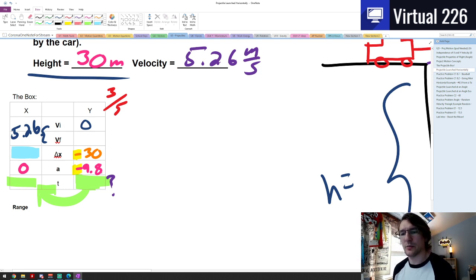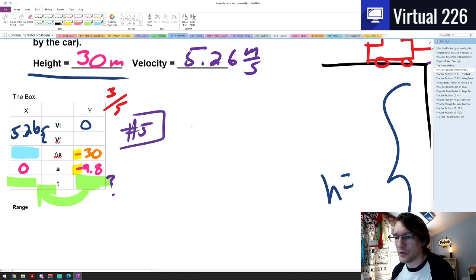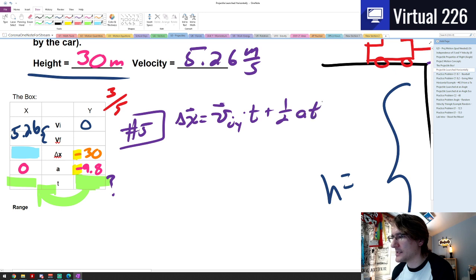Looking at this equation though, and the variables that I have, VI, delta x, and a, equation number 5 stands out very well to us. And that equation is the displacement, so delta x or delta y, however you want to write it. I like to just write it as delta x. That equals VI in the y direction times t plus 1/2 at squared. And what we quickly see is that in the y direction, since my initial velocity here is 0, this term goes away.